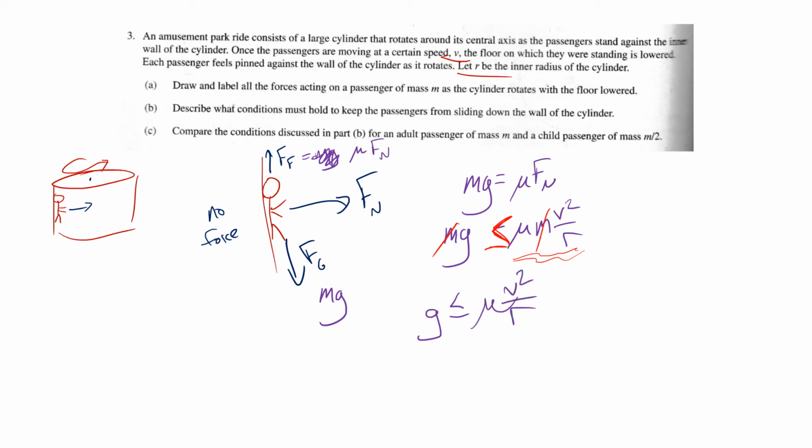Nice. Okay, compare the conditions discussed here for an adult passenger of mass m and a child of mass m over 2. It does not matter. Mass does not matter, which is ironically stated, but either is going to be okay. Everyone will fall down at once or everyone will not, either situation, as long as they got the same stickiness to their clothes. You wouldn't want to wear your silk pajamas, I suppose, when you're doing this.